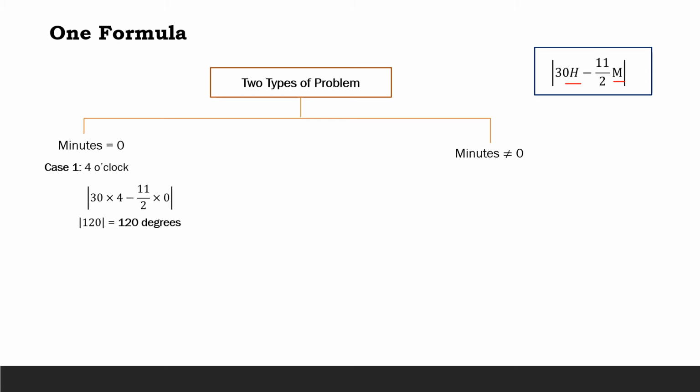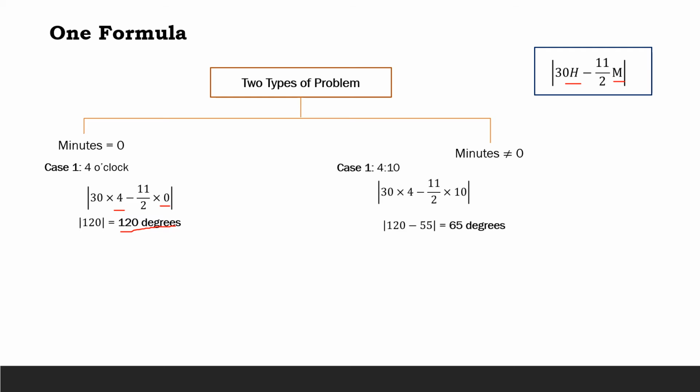Let's check case number 1, when minute is equal to 0. For instance, if it is 4 o'clock, you simply put 4 at the hour hand, because the hour hand will be at 4, and for minute you just put 0, and the answer is 120 degrees. Very easy, no rocket science. So let's move on to when minute is not equal to 0.